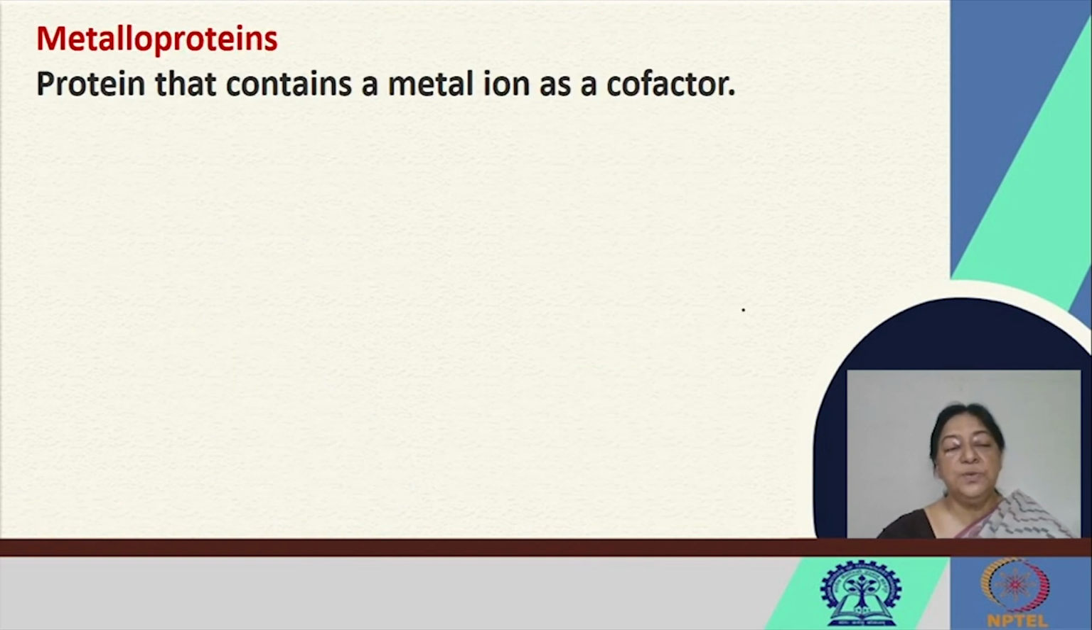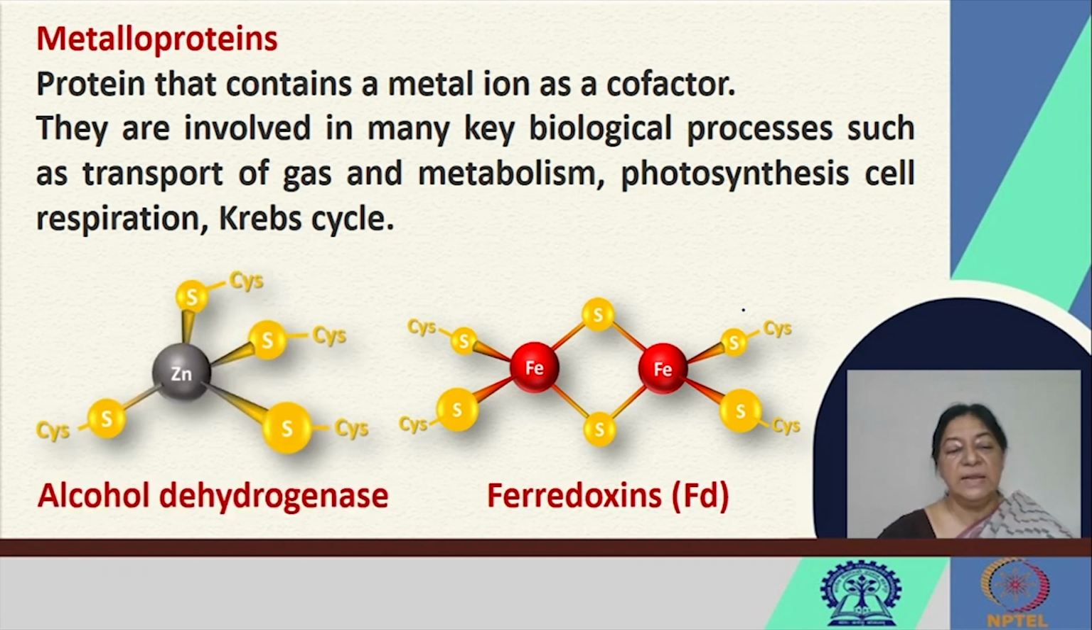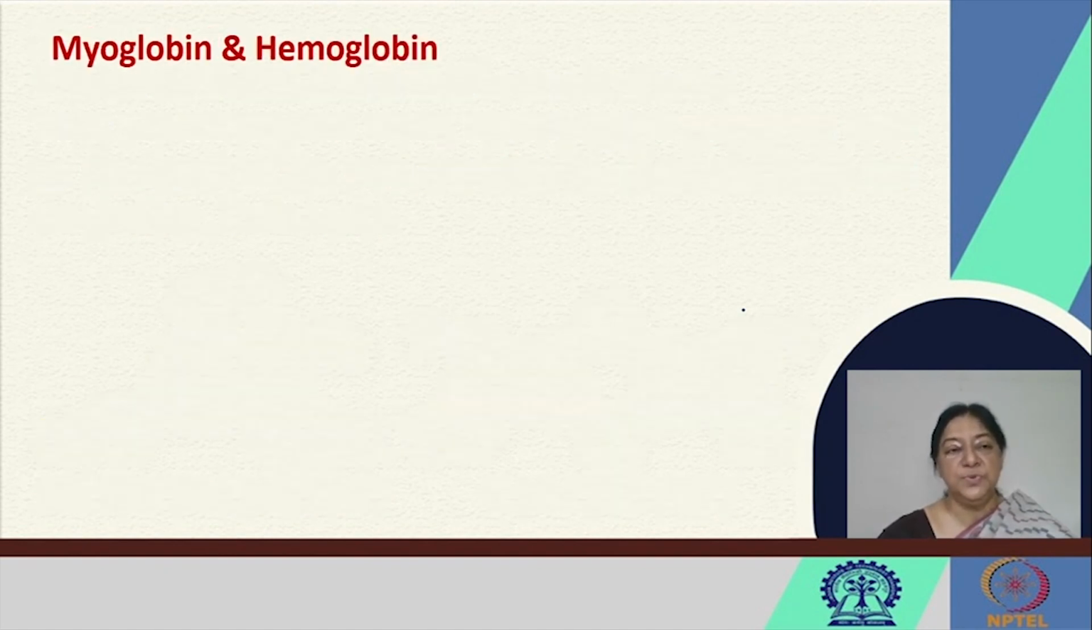In the case of metalloproteins, we understood that the metal ion is a cofactor, and they are involved in many key biological processes: the transport of gas, metabolism, photosynthesis, cell respiration, and the Krebs cycle. We looked at the structure of the ferredoxins and alcohol dehydrogenase in terms of specific metal binding to these proteins.